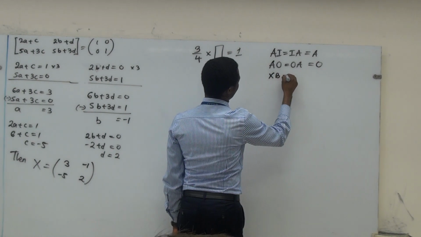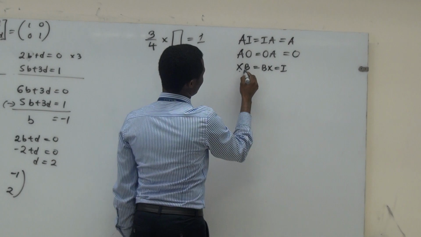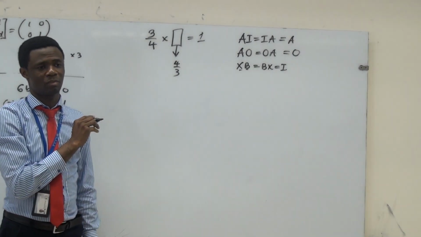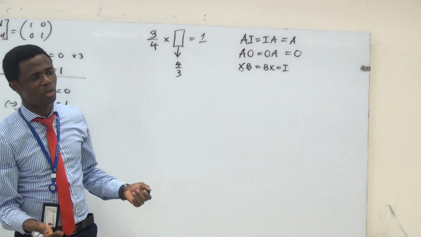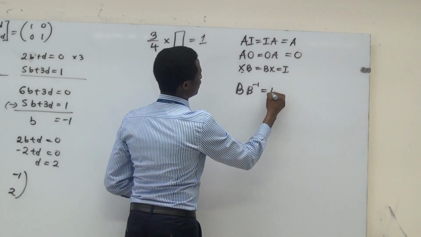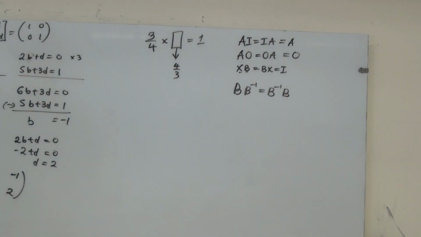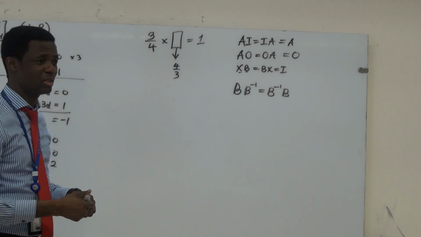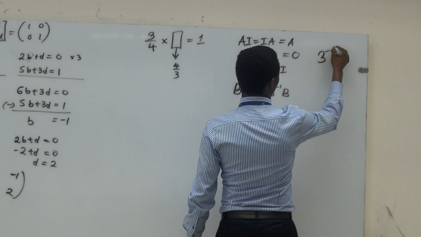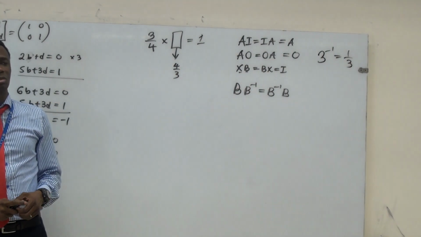If XB equals BX equals I, then X and B are inverse to each other. But rather than call it XB or BX, this is how we write it: B inverse times B. So -1 as a power implies inverse, just like indices. Remember this? Something like 3 to the power minus 1 is 1/3. So that's that.